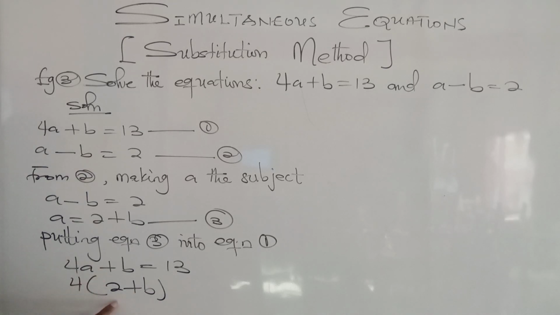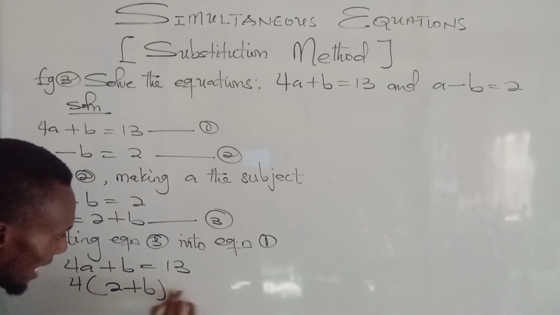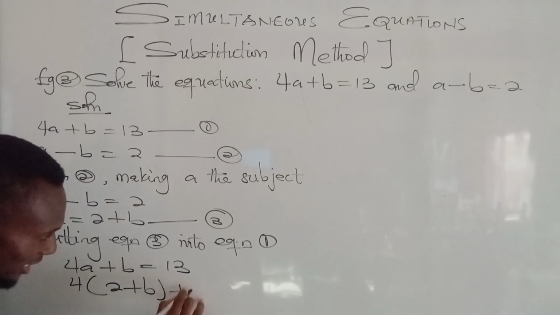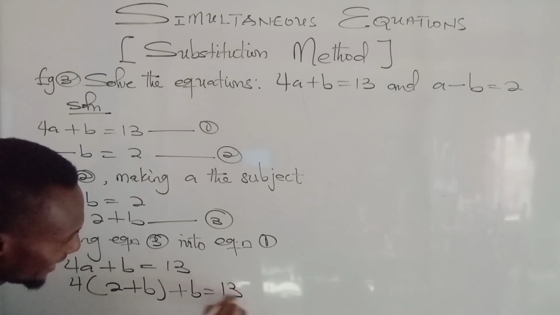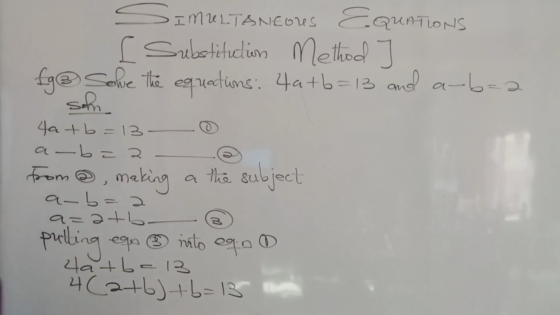Okay, so 4 times (2 plus b), then plus this b, which is there, equals 13. I hope you understand and you agree with me up to this point. From here, all that we need to do is to open our bracket. So the 4 will open its bracket. Let's go ahead and solve further.